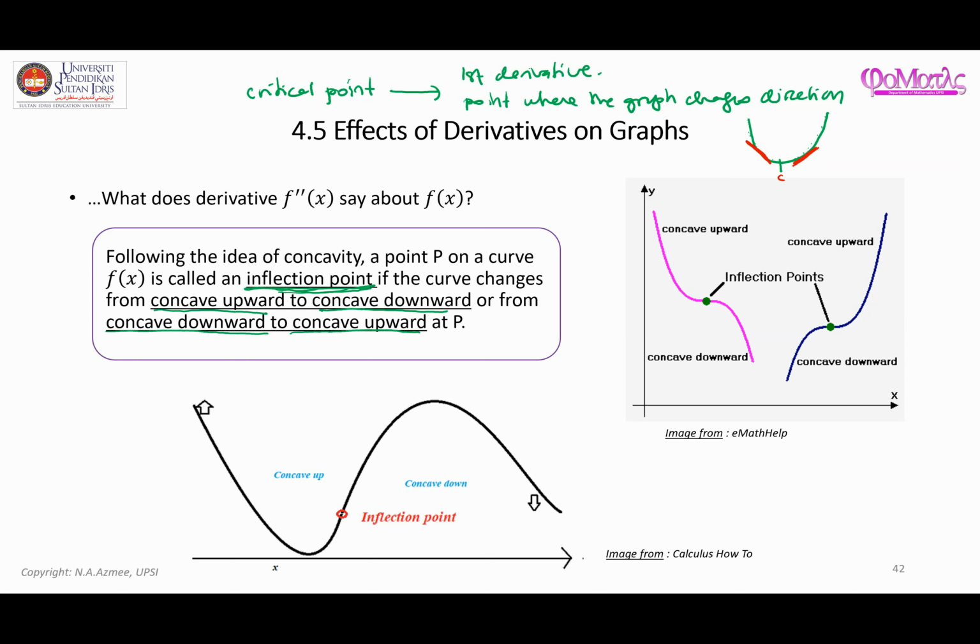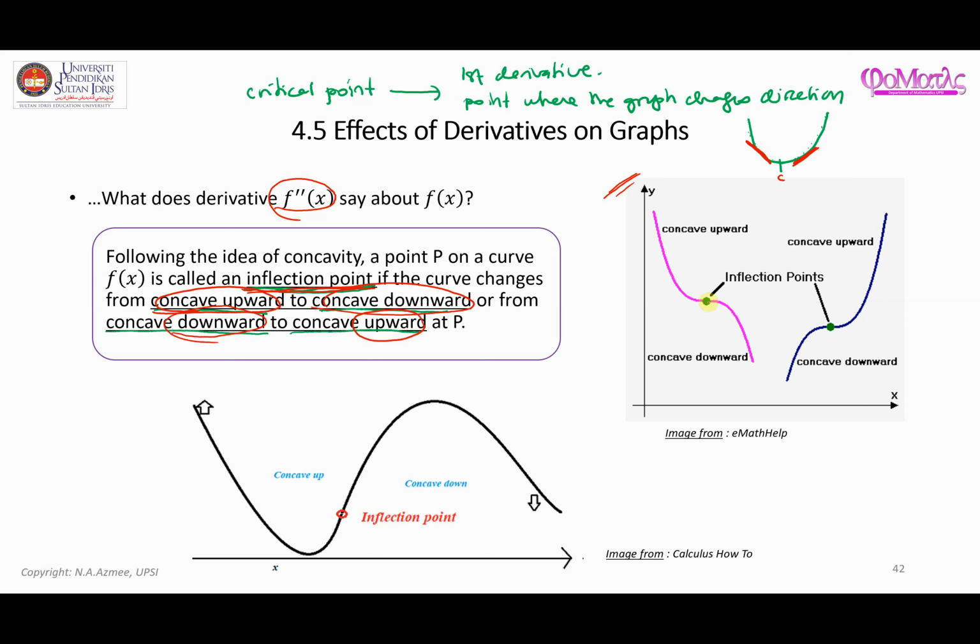Now similar to that idea, for the second derivative we have what we call the inflection point, where the curve changes from either concave upward to downward, or from concave downward to concave upward. To visualize what an inflection point is, let us consider this first graph that we have here.